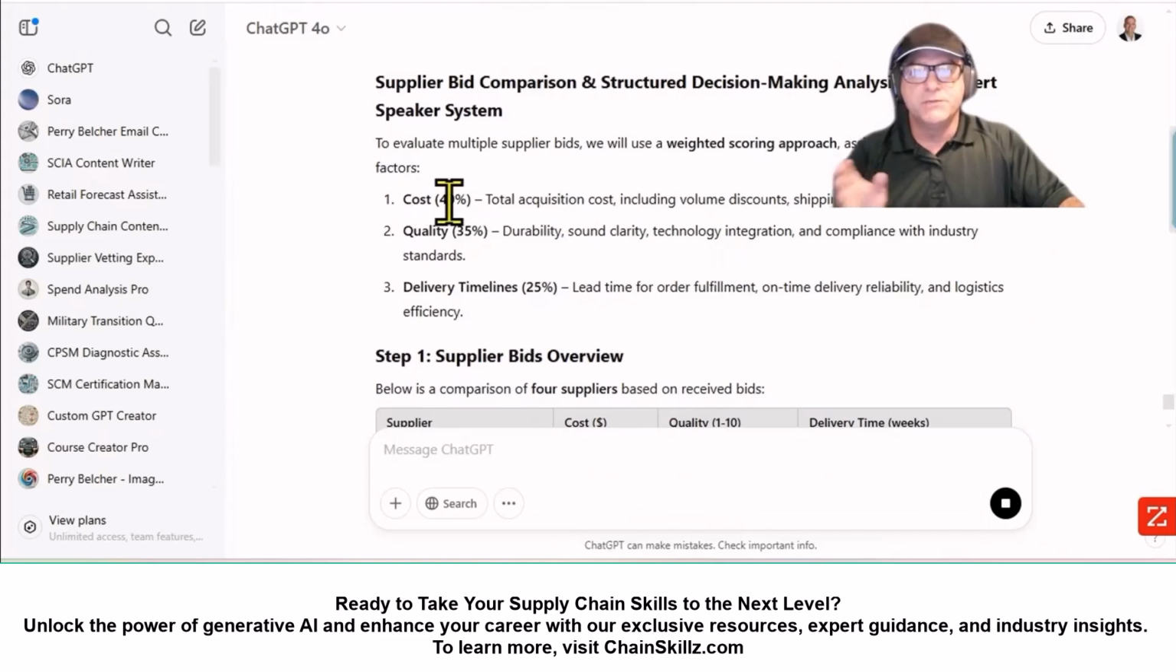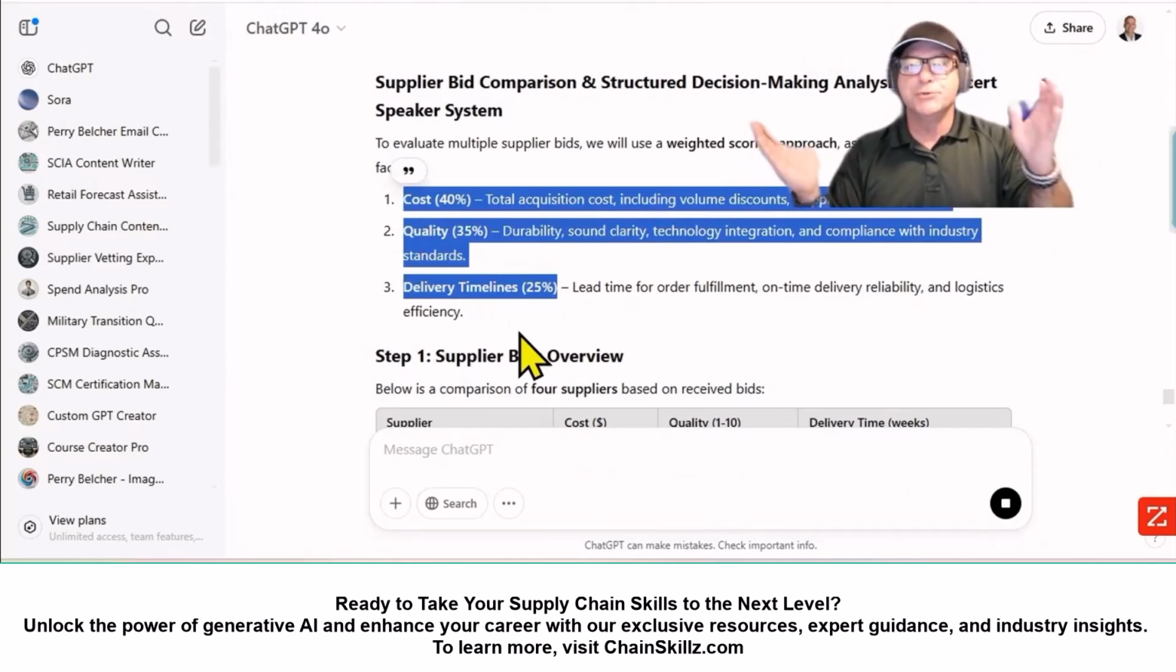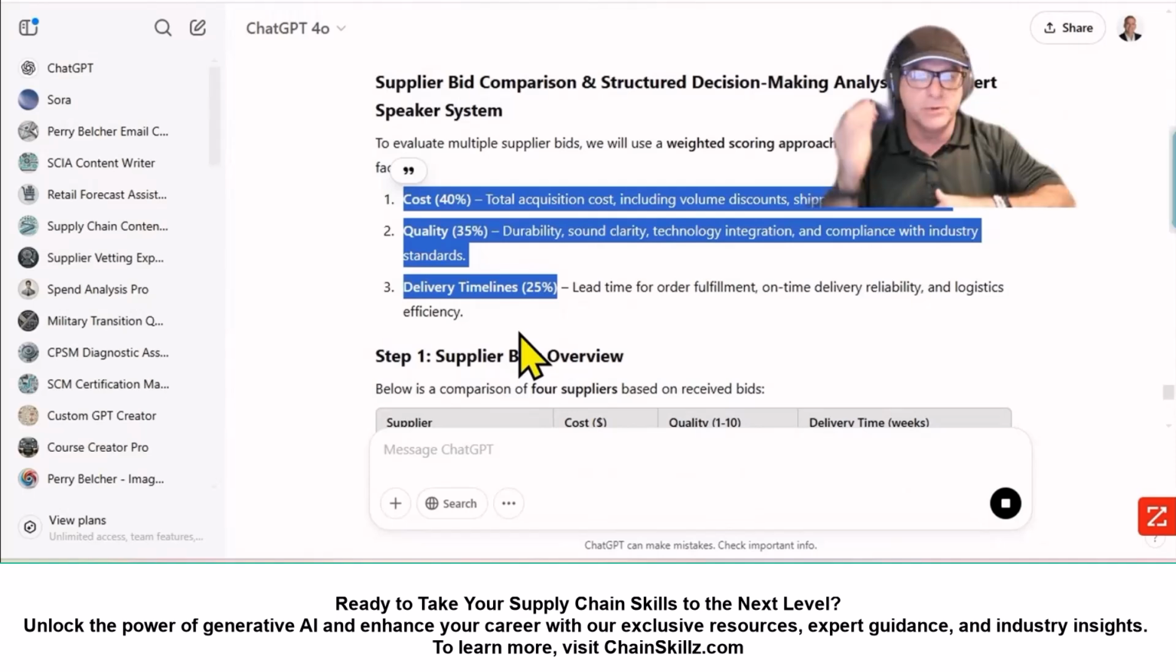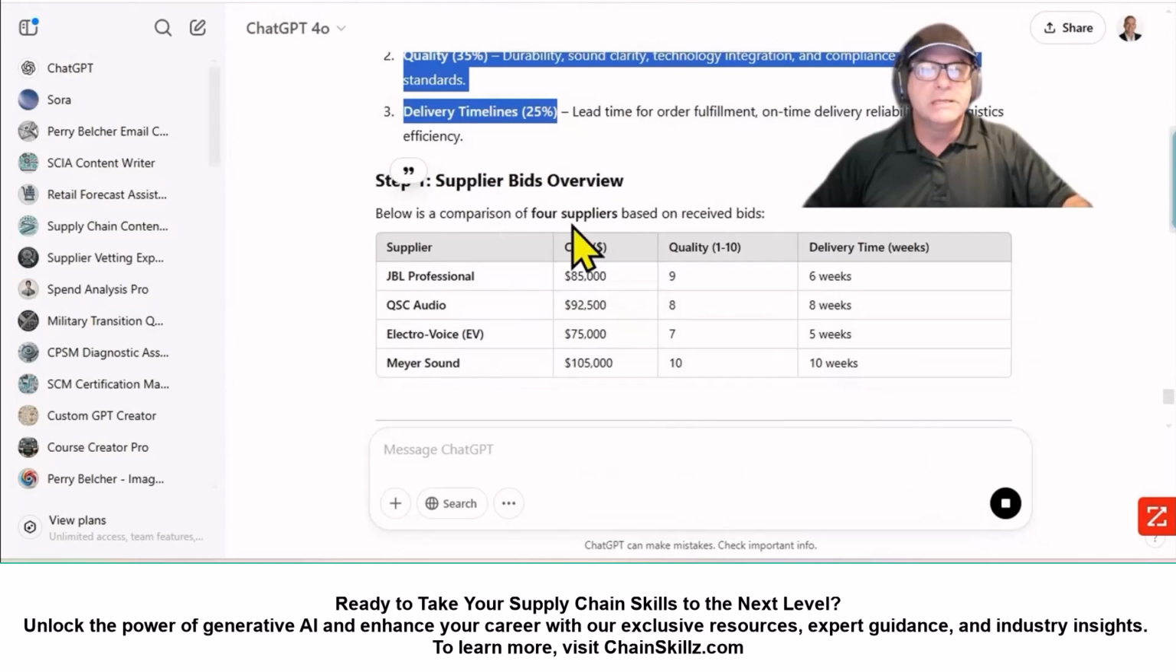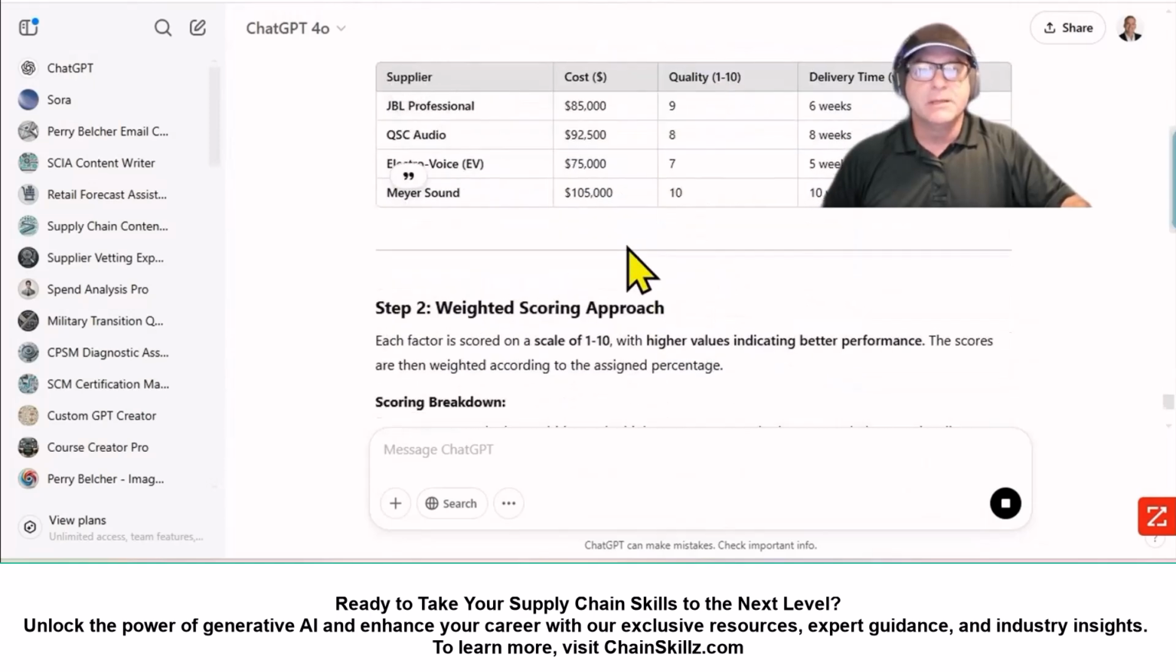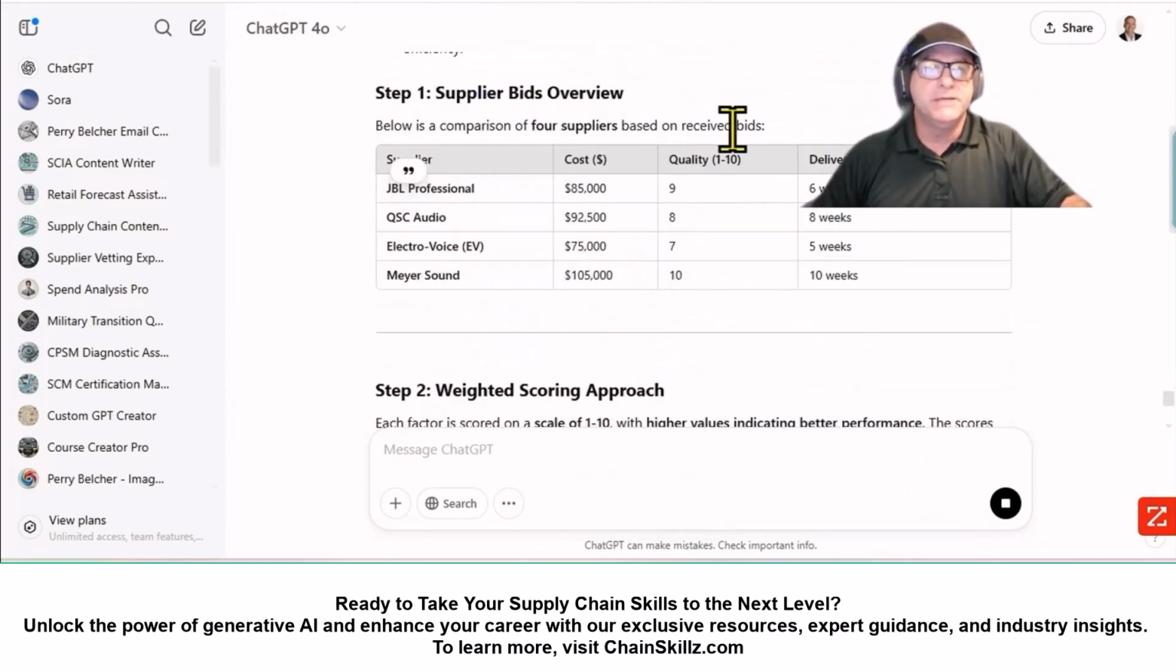And it's saying cost is 40% of the conversation, quality is 35%, and delivery time is 25%. This may or may not be true, depending upon our requirements. And as the humans, we need to interact with that and say, hey, this is most important over that. And then here we come through, and this will give you an idea. For those comparisons for suppliers based on received bids.